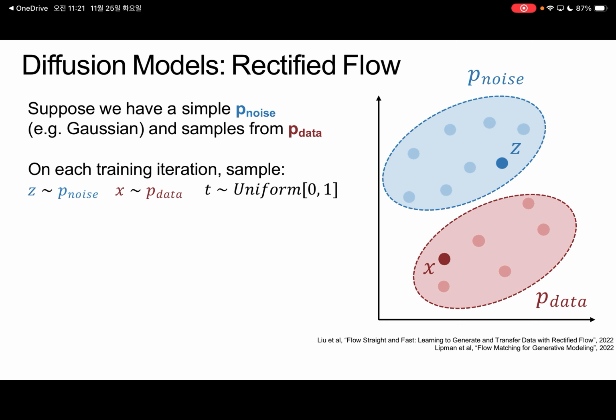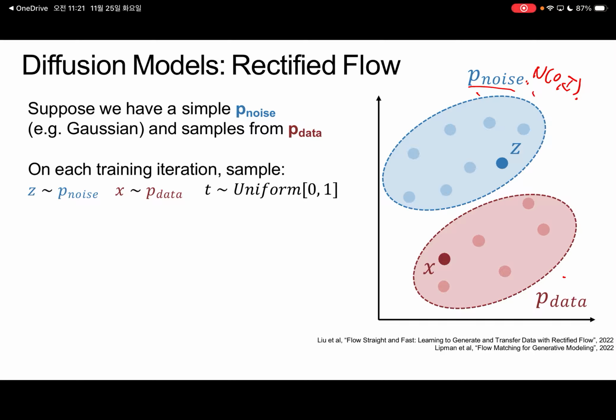And there are many algorithms in diffusion models these days, but let me introduce the very basic one in diffusion models, rectified flow. So suppose we have a simple P noise, of course a normal Gaussian, and samples from P data. So this is a normal Gaussian. And P data we do not know. We cannot know this one. So this is a real image, and the P noise is just a set of noise.